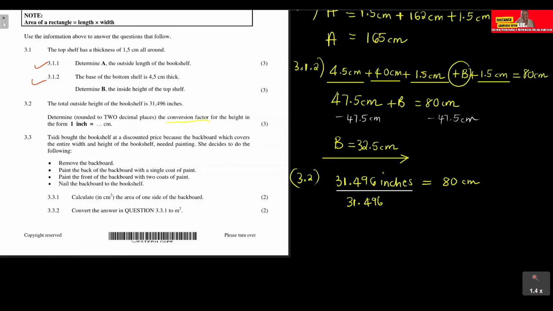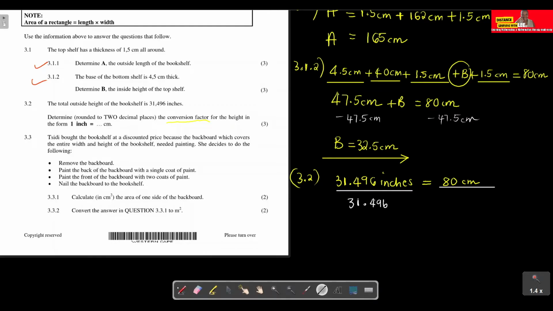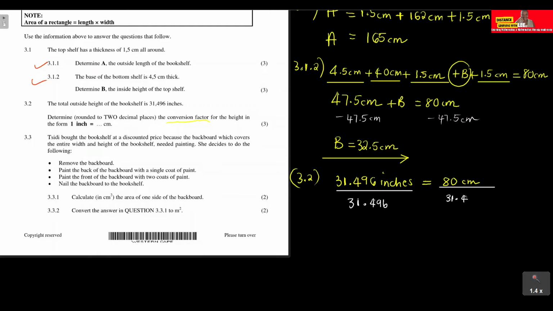So we're going to do the same. What you do on the right, guys, you need to do on the left, by 31.496. What you do on the right, what you do on the left, you need to do on the right. Okay, 31.496. What do we see? The 31.496 divided by 31.496 will give you your answers in.